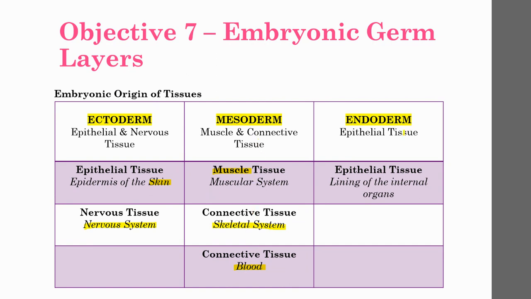And then the endoderm is that innermost region. If you think about the innermost portion of your body, it's going to be pretty much your digestive tract. And so it's going to form the lining of your internal organs. This is going to be an epithelial tissue that lines your digestive cavity and many of your other internal organs.